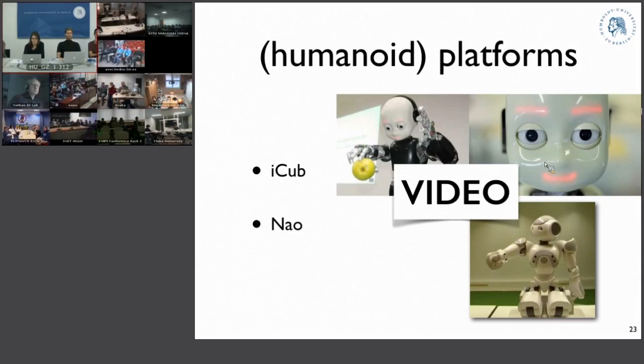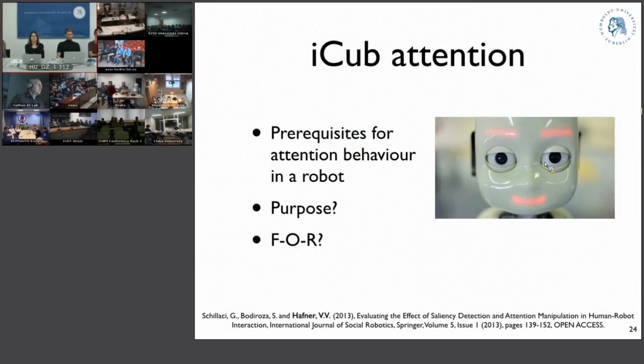And so I'd like to ask some questions to the global audience. What do you think are the prerequisites for attention behavior in a robot? Then another question: what could be the purpose of implementing attention behavior in a robot? And how is that related to the frame of reference problem? Since these are already three questions, I'd like to take again a short break, so you can internally discuss these questions, and then we come back in 5 minutes with the answers.